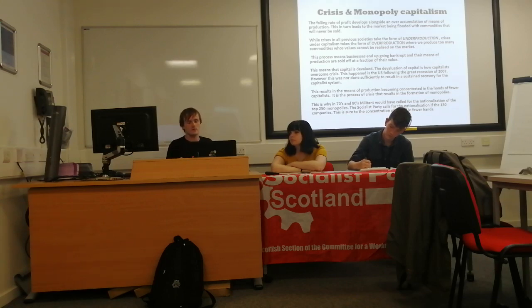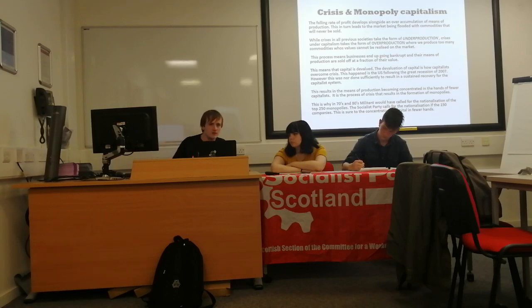The falling rate of profit develops alongside over-accumulation, which means the market ends up flooded with commodities that won't find a buyer. While crises in previous societies took the form of underproduction, like famine, crises under capitalism take the form of overproduction. It sounds ridiculous, but we produce too many commodities whose values cannot be realised on the market. That means businesses go bankrupt and production is sold off at a fraction of its value. And what that means is capital is devalued.